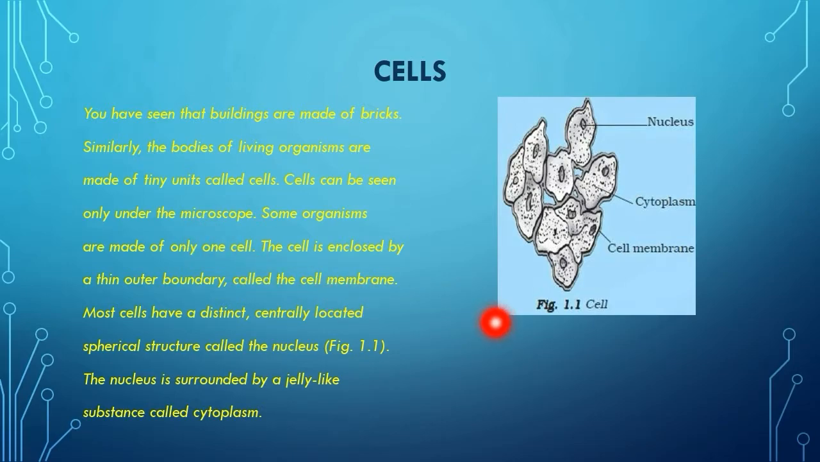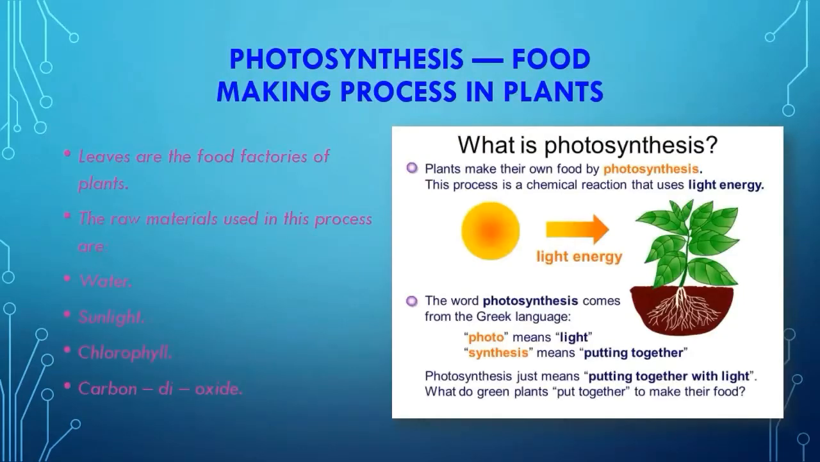Some organisms are made of only one cell. The cell is enclosed by a thin outer boundary called cell membrane. Most cells have a distinct, centrally located structure called the nucleus. The nucleus is surrounded by a jelly-like substance called cytoplasm.